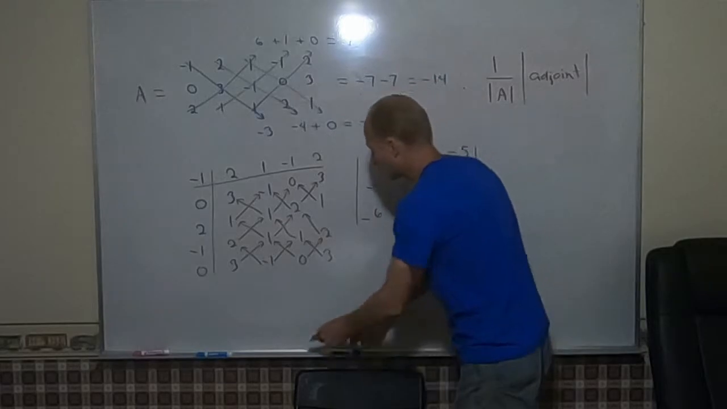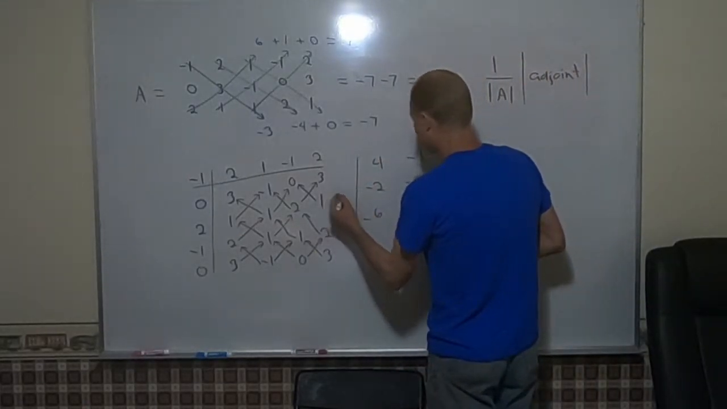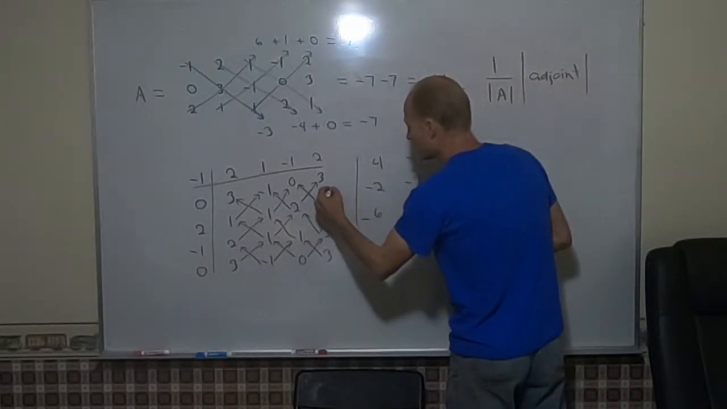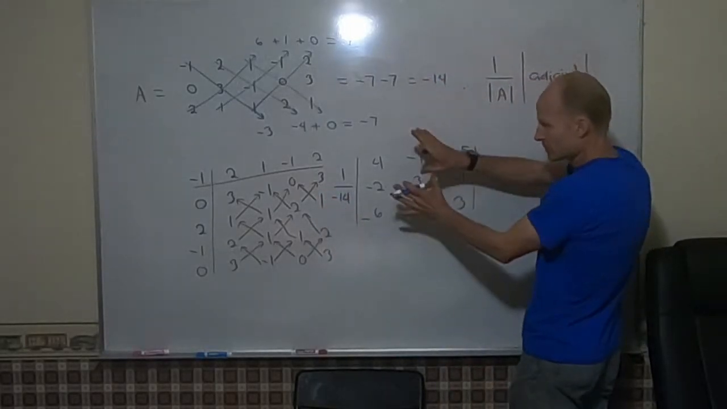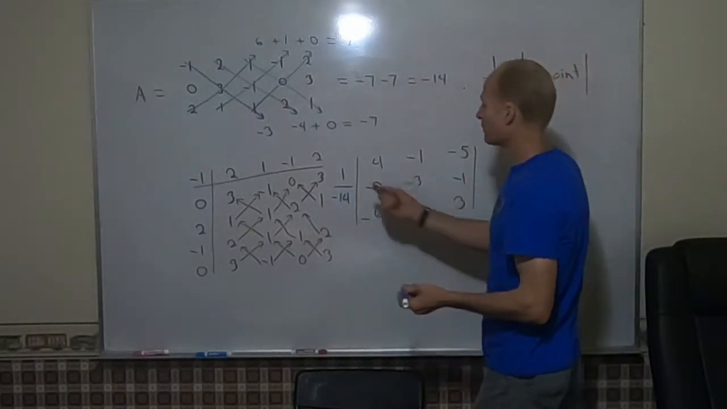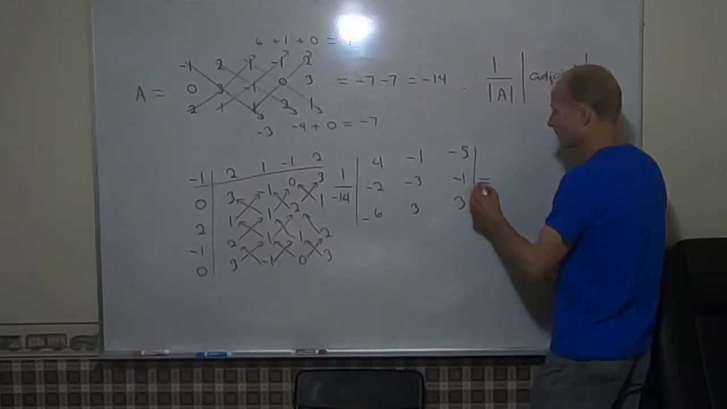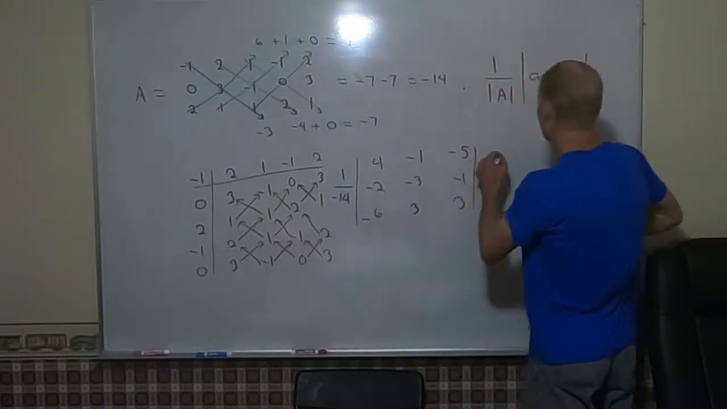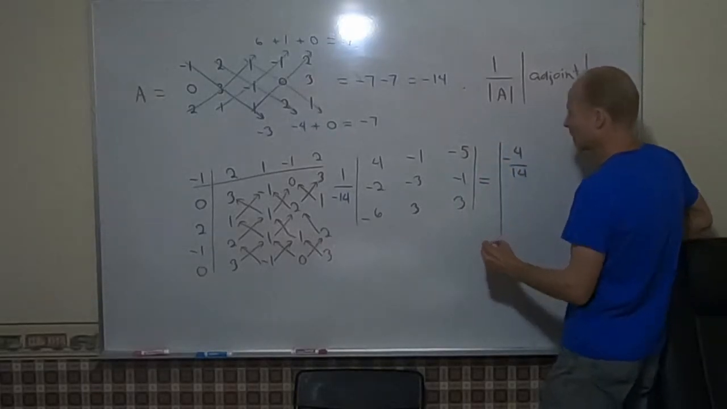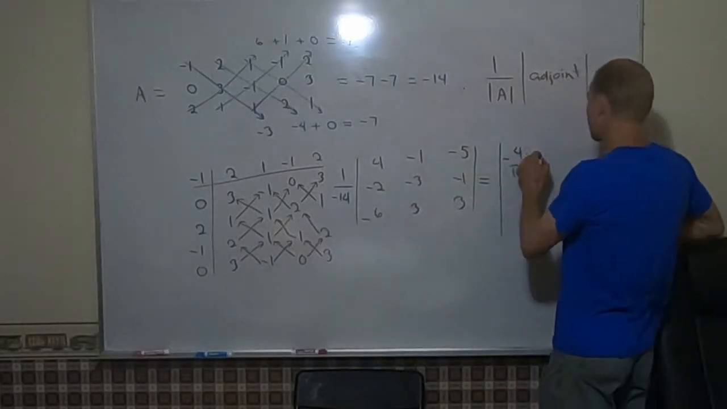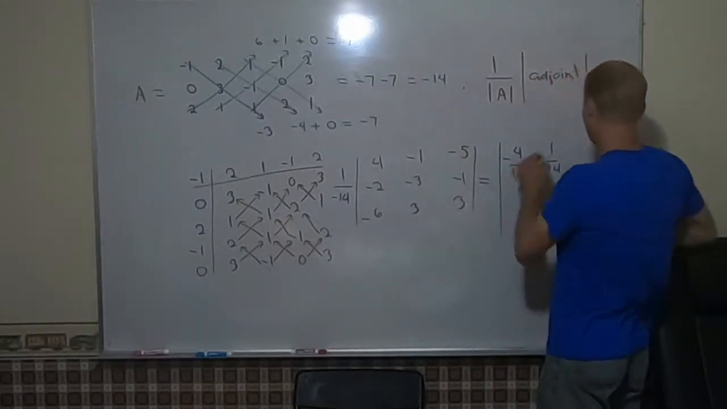Now, I'm going to take my determinant, which was negative 14. All right? And we're going to have 1 over negative 14 times our adjoint matrix. So we have our scalar, negative 1/14, times every term in here. All right, this first term is going to be negative 4/14. Next term will be positive 1/14. This is going to be positive 5/14.